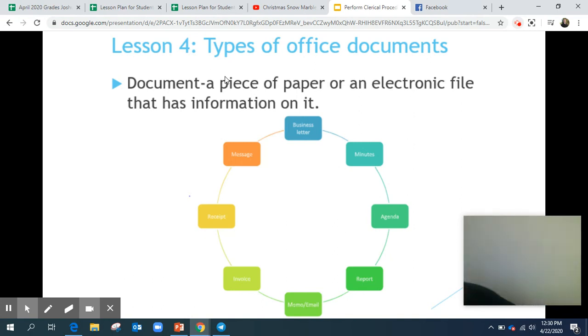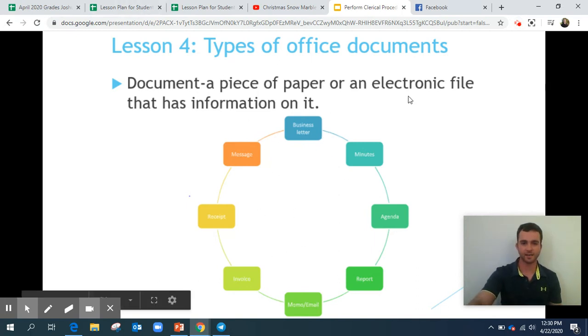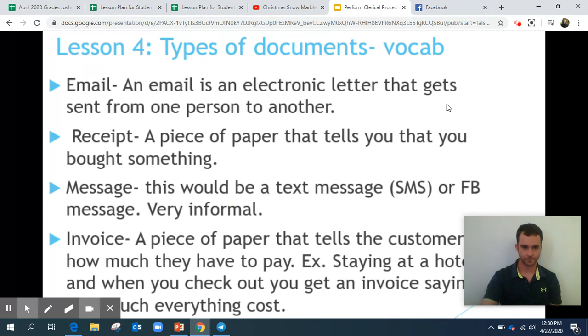So here's my notebook. If I wrote stuff on this, that could be a document. So documents are many, many things, and these are all the different types of documents. So let's take a look at what each one of these documents actually is.